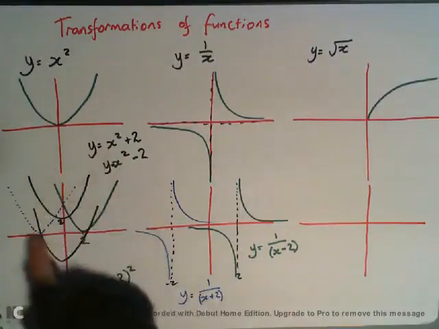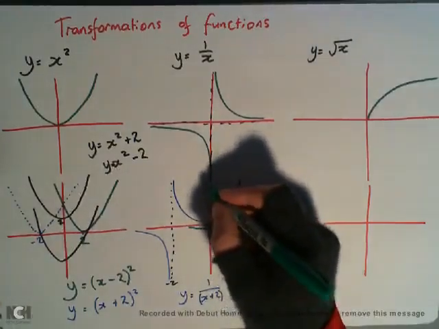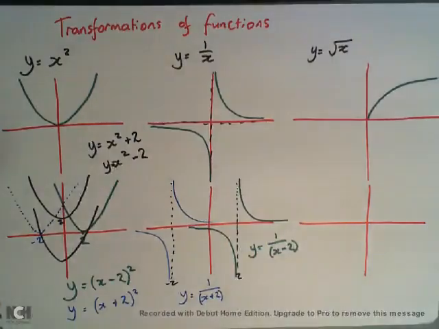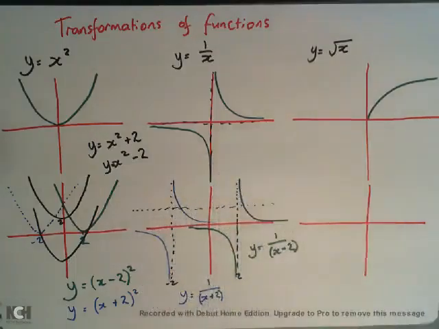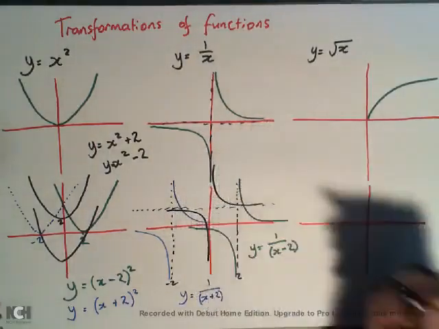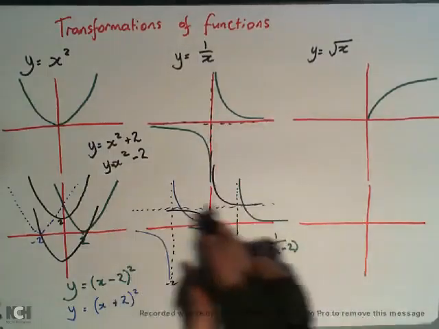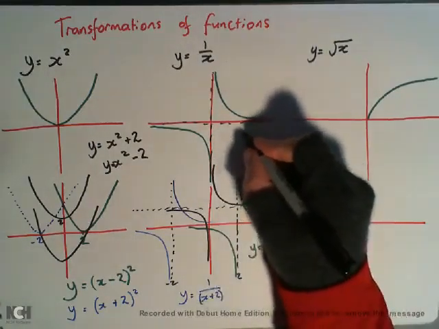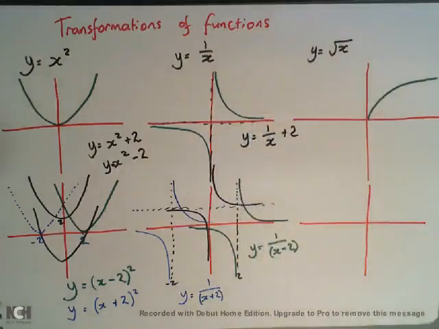And similar effect to our x squared, moving it up and down. If I want to move it up 2, I'm moving the horizontal asymptote up 2. Got lots of lines going on here now. The vertical hasn't moved, but I'm moving the horizontal up 2, so it'll be y equals 1 on x plus 2 outside.